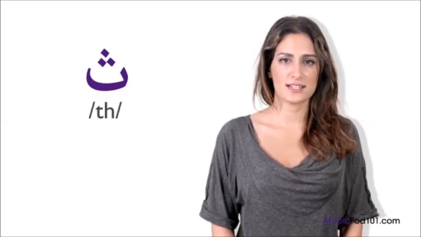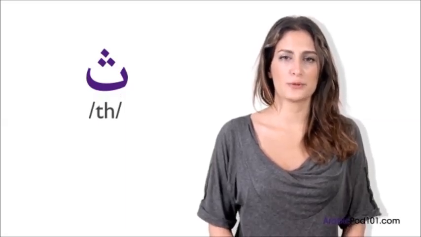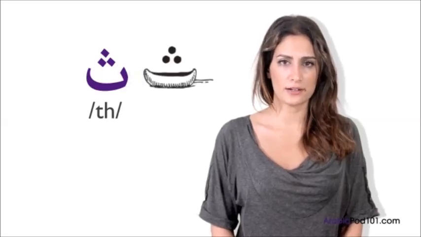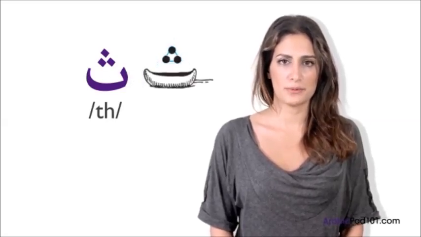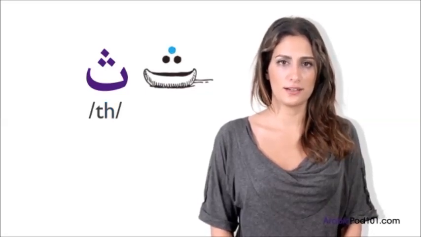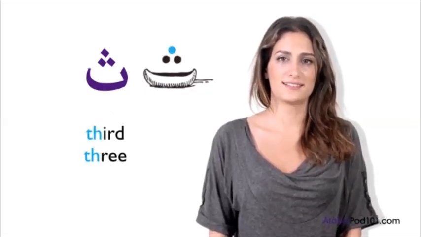Now let's finish up this lesson with the third letter of this group. Our final letter is tha. That's like the TH in the English word thief. Pretty easy, right? Tha has 3 dots on top of the boat-like letter, written in a triangle-like shape. Tha carries an extra letter, so we add a third dot. A third dot like 3.